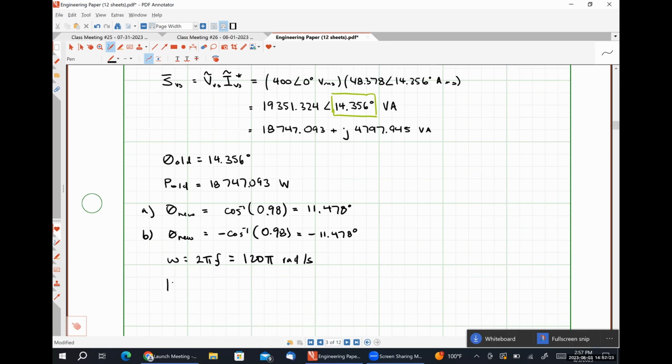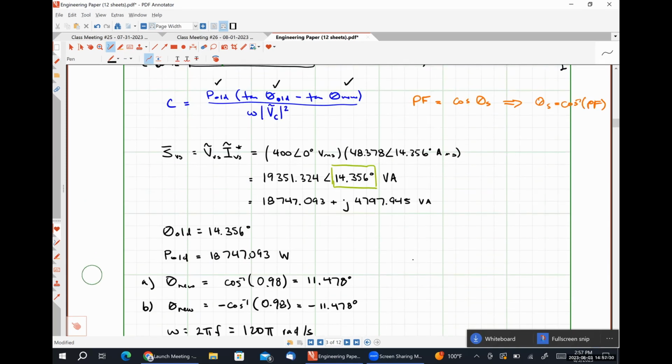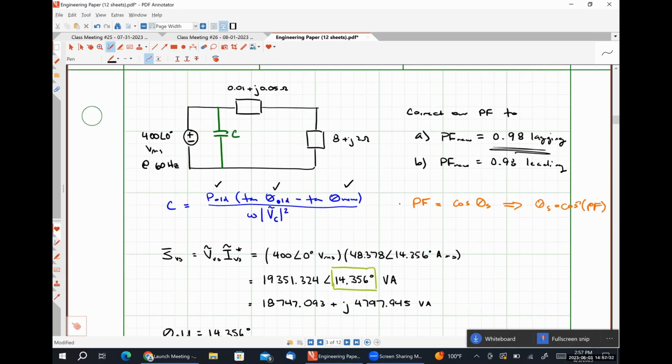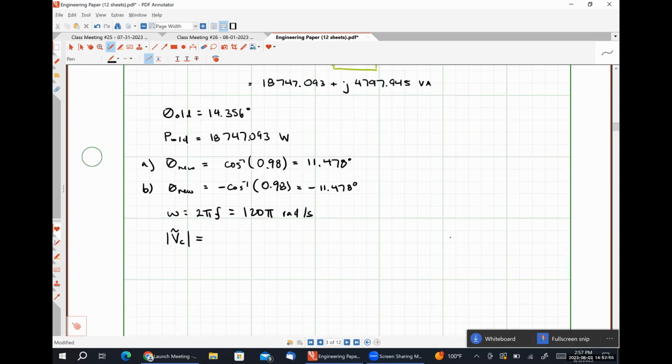And then our last piece of information is the magnitude of the voltage drop across the capacitor. Do we have that? Yeah, it's the same thing as RMS. So what is it? The 400 angle 0. Or that's just incorrect. 400. It's just 400 because we only need the magnitude. Absolutely right. So just the 400 volts RMS.